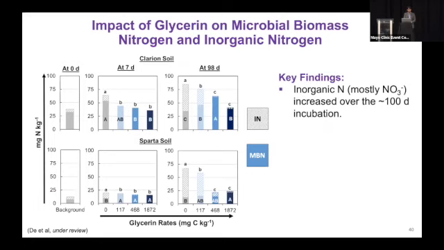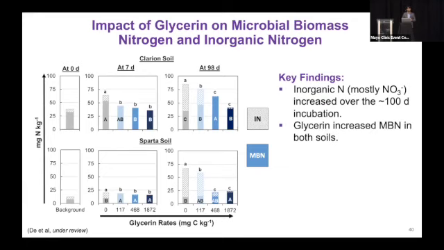These 2 types of soil are in the first part, and we did collect the samples 3 times. One was at day 0, then at day 7, then at day 98, or around 100 days. And here we have these 4 different rates of our carbon, or the glycerol rates: control, 117, 468, and 1872. So the first thing that we learned is that the inorganic nitrogen increased over the 100-day incubation.